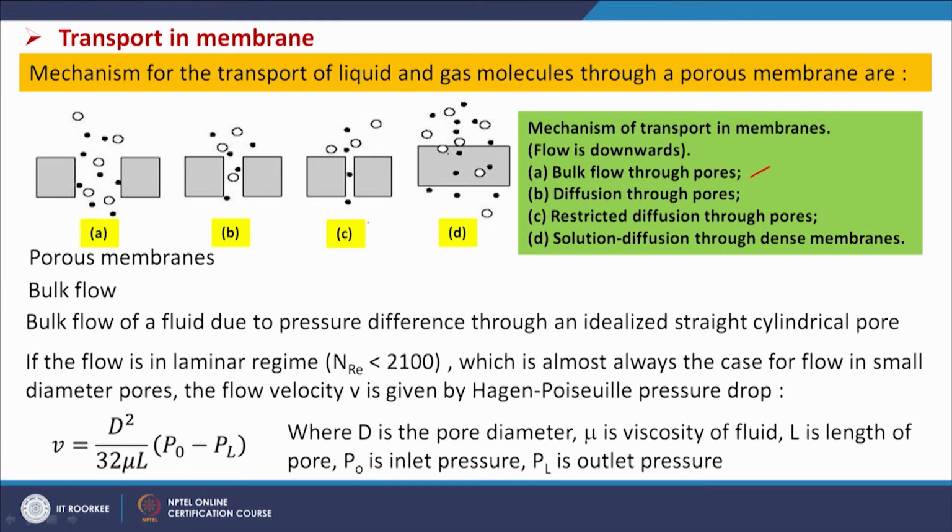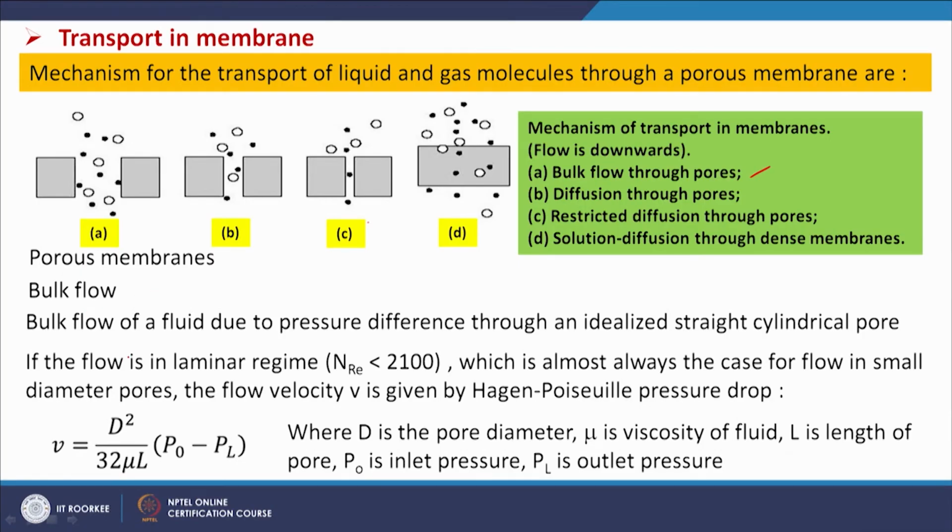For dense membranes, we are not considering the pores; the solution comes inside and is being diffused. That way, the smaller size molecules, or those having more affinity with the membrane material, can pass through easily with respect to other molecules. So, that is the mechanism for the purification of water or the removal of pollutants from water. And now, we will see the bulk flow.